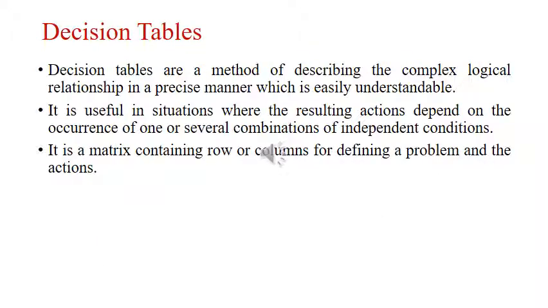Decision tables. Decision tables are a method of describing complex logical relationships in a precise manner which is easily understandable. It is used in situations where the resulting actions depend on the occurrence of one or several combinations of independent conditions, and it is a matrix containing rows or columns for defining a problem and the action. So here we have several components, stubs and entries, and we are going to discuss them.